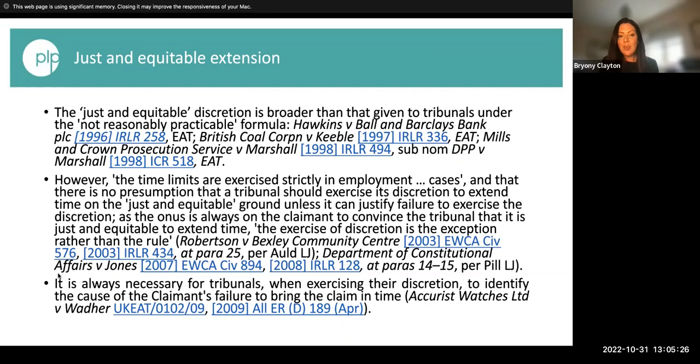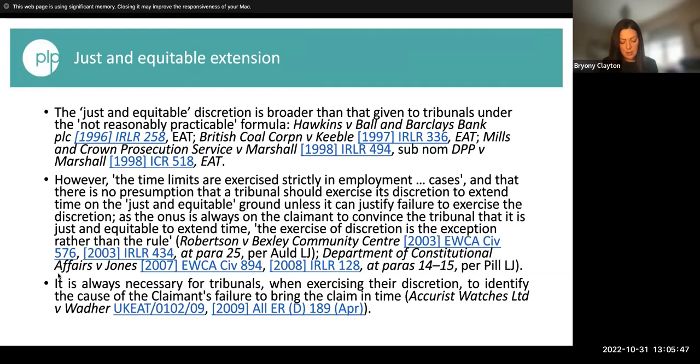The burden is on the claimant to persuade the tribunal. It was said in the Robertson and Bexley Community Centre case that the exercise of the discretion is the exception rather than the rule. There is no presumption of extension.